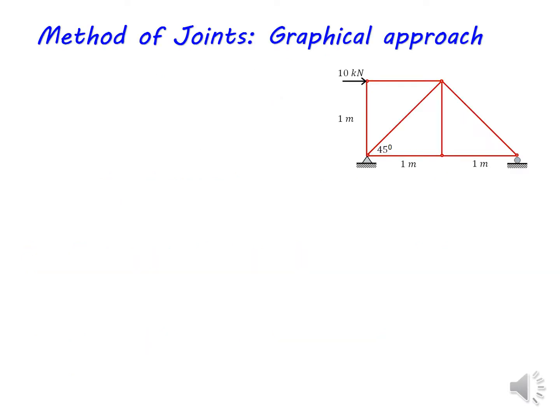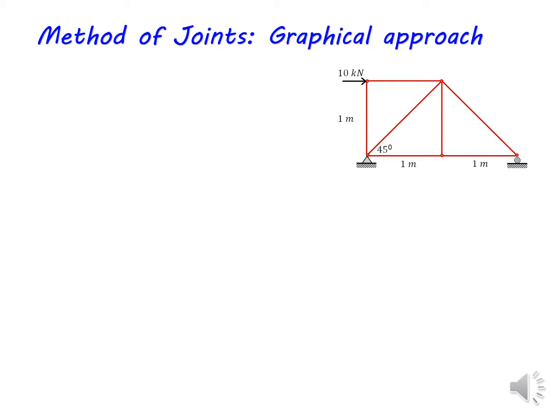Okay, let's learn the procedure of this graphical approach to analyze the truss using this example. So you can see we have a 7-member truss, one end with pin support and the other end with roller support, and a 10 kilonewton external load is applied at the top.